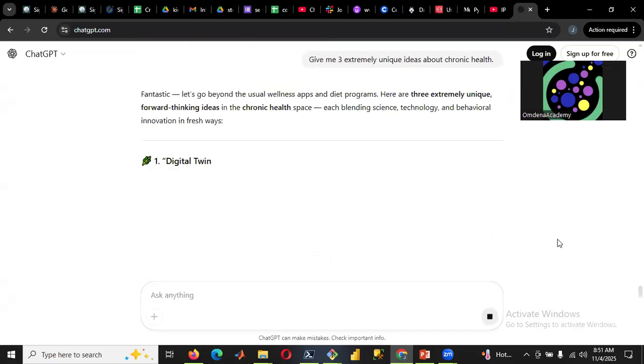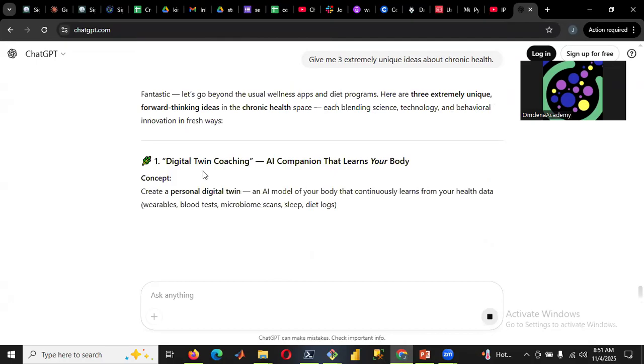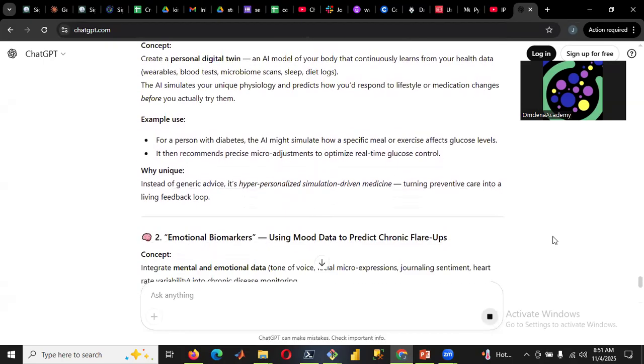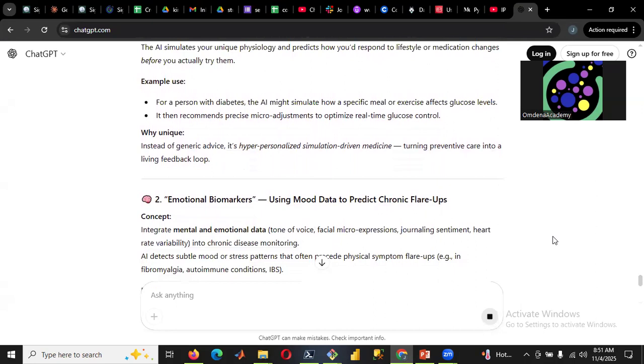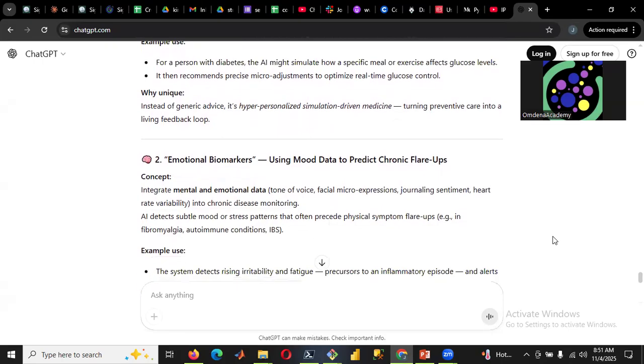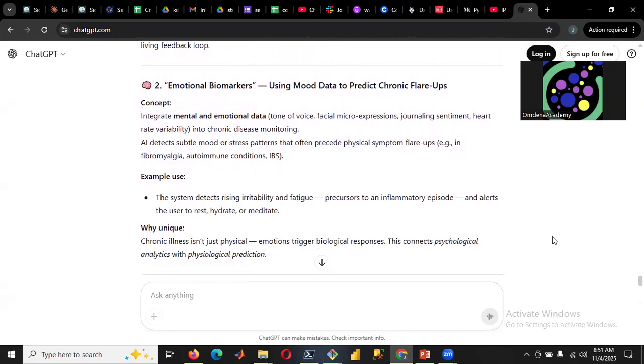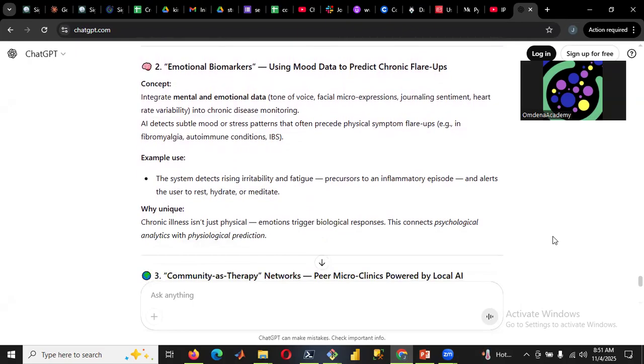So you will now start saying, see, digital twin coaching, an AI companion that learns your body, right? What's the next one? These are ideas. So why is it unique? Instead of generic advice, it is hyper-personalized, simulation-driven medicine, turning preventive care into a living feedback loop. Emotional biomarkers, right? Using mood data to predict chronic flare-ups, right?